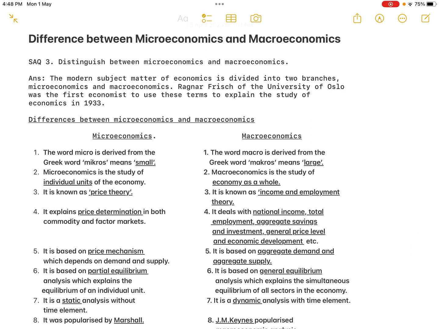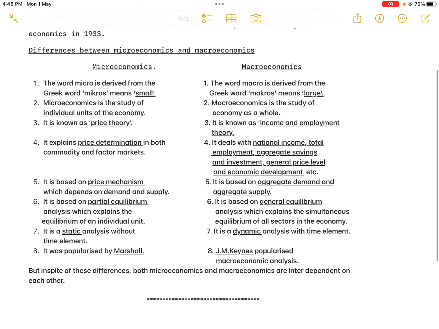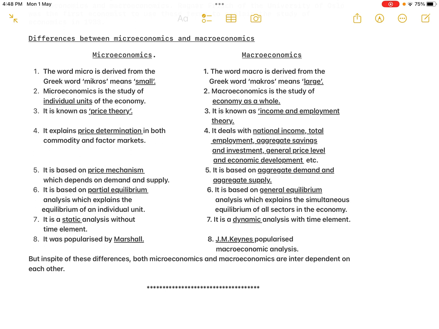Whereas fourth point, macroeconomics deals with the total national income, total employment, aggregate savings, meaning the total savings and investment, the general price level and economic development, etc. So all these things are the subject matter of macroeconomic analysis. Okay, now fifth point, it is based on price mechanism which depends on demand and supply.